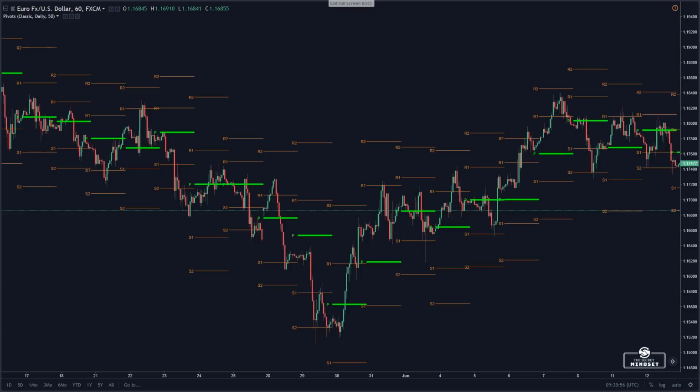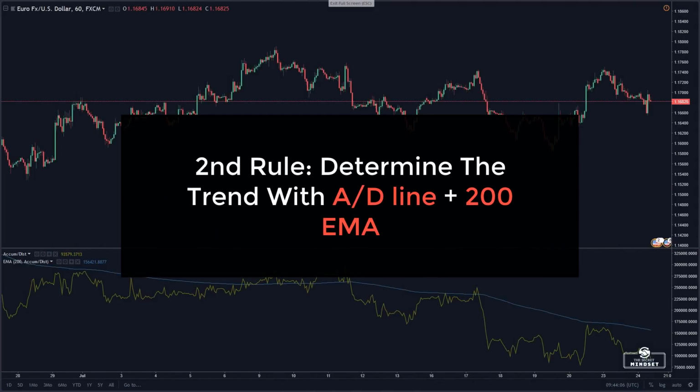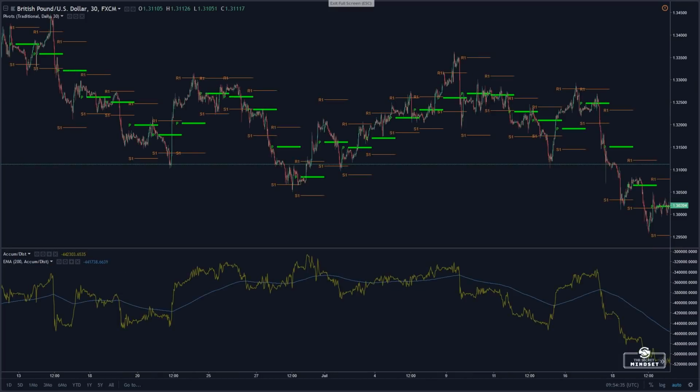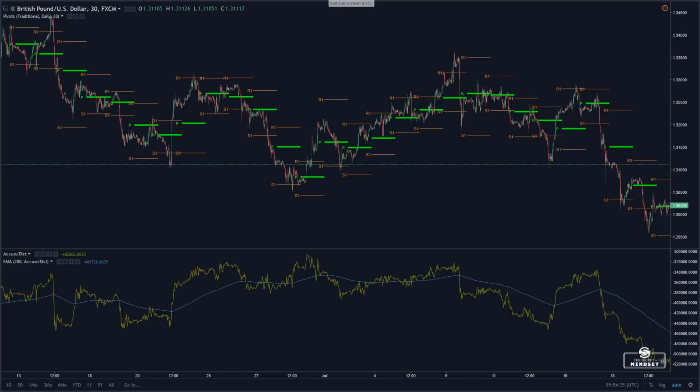But how do we establish the main trend? With the accumulation and distribution line. Here comes the second rule of this strategy. We establish the main trend with the crossover of the 80 line and the 200 exponential moving average. We added a moving average on the indicator in order to eliminate the noise offered by the 80 line. You can test other moving averages, but from my experience, a longer term moving average added on the 80 line will work better than a short term moving average.